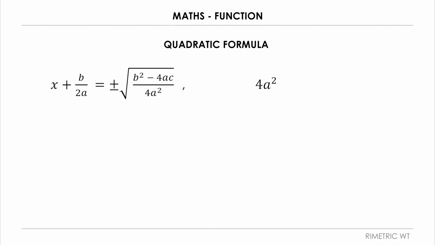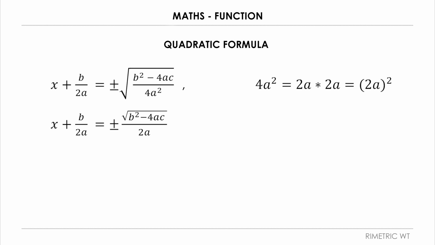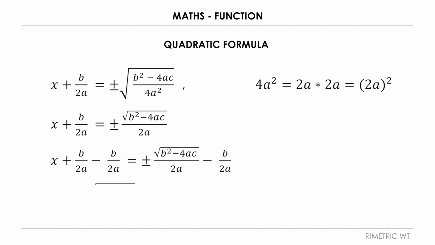Since 4a squared is 2a times 2a, or 2a squared, it can be taken out of the square root as 2a. Therefore, we'll have x plus b over 2a equals to plus or minus square root of b squared minus 4ac over 2a, outside of the square root. Finally, to make x be by itself, we'll subtract b over 2a from both sides and get x equals to plus or minus square root of b squared minus 4ac over 2a minus b over 2a.